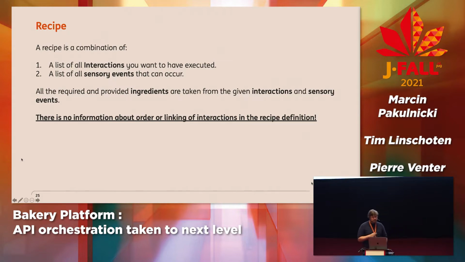And finally, we have a recipe. So a recipe is a combination of a list of interactions, so these are the backend calls we want to have executed, and a list of sensory events. So sensory events are events that come from the outside in. So not internally happening, but providing data into the model. So we don't mention, as you see, ingredients here. And we don't mention ordering in interactions or sensory events. So we just have two lists. In a second, we will then show that that's not needed in the Baker DSL.